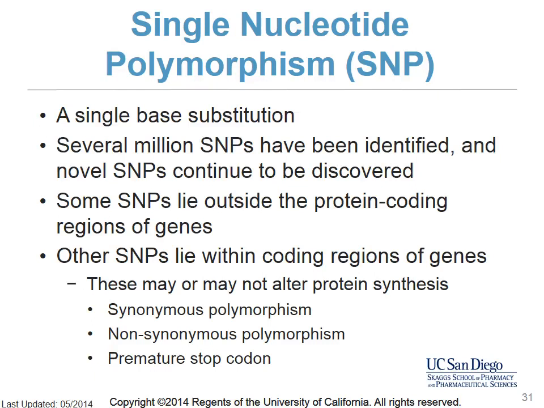A SNP is the result of a single base substitution. Several million SNPs have been identified, and novel SNPs continue to be discovered. Some SNPs lie outside the protein coding regions of genes and may alter the expression level of a gene. Others lie within protein coding regions of genes. These may or may not alter protein synthesis. They include synonymous polymorphisms, non-synonymous polymorphisms, and polymorphisms that result in a premature stop codon.